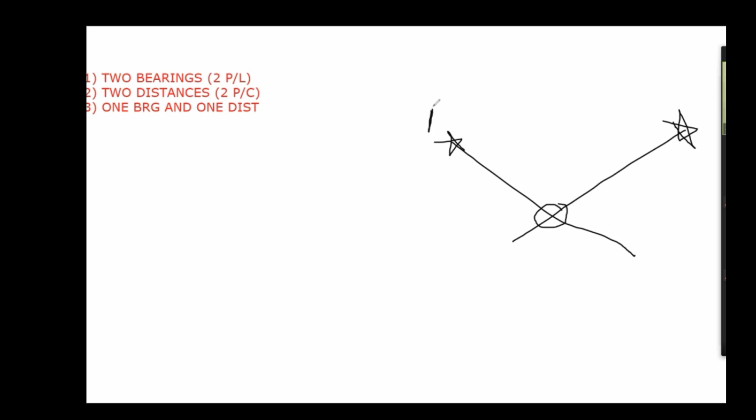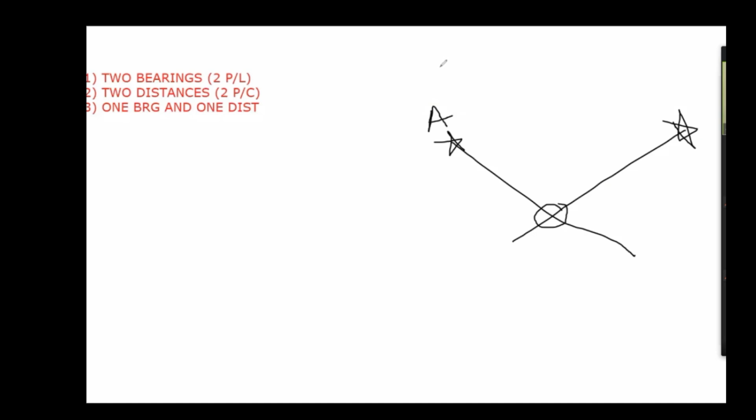Now, if you have two different objects, one lighthouse is here, the other lighthouse is somewhere else, and you get two bearings, you draw the two lines. That means the intersection of the two is your position. If you draw only one line, the vessel can be anywhere on this line, you don't know where you are. So minimum, we need two bearings or two PL.